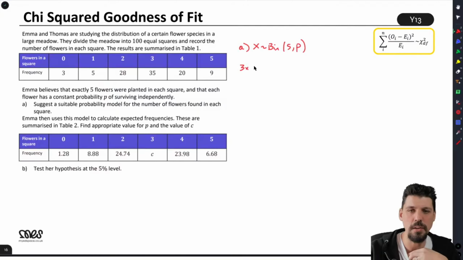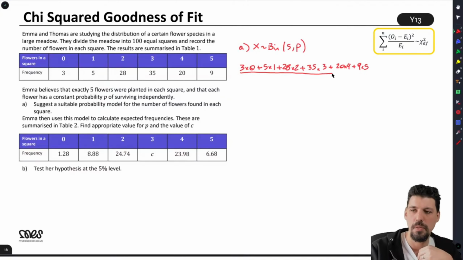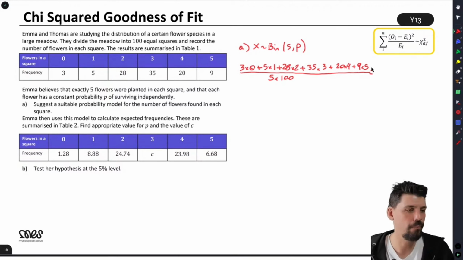Well, in 3 squares, none of them bloomed. In 5 squares, 1 of them bloomed. In 28 squares, 2 of them bloomed. In 35 squares, 3 of them bloomed. In 20 squares, 4 of them bloomed. And in 9 squares, 5 of them bloomed. That's the total number of flowers that have bloomed. How many flowers were there? Well, there were 5 flowers planted in each square, 100 squares. So let's find this out.